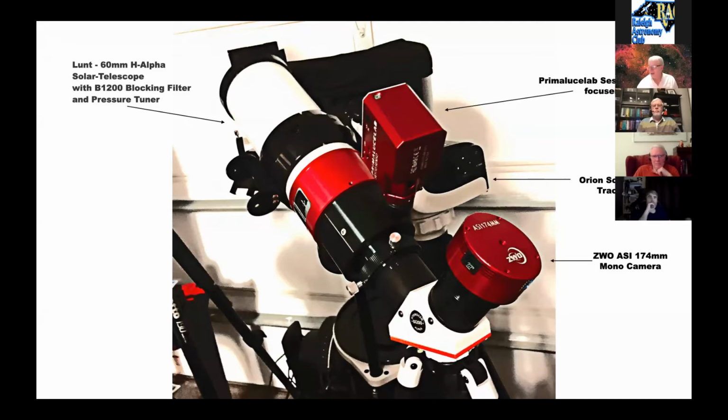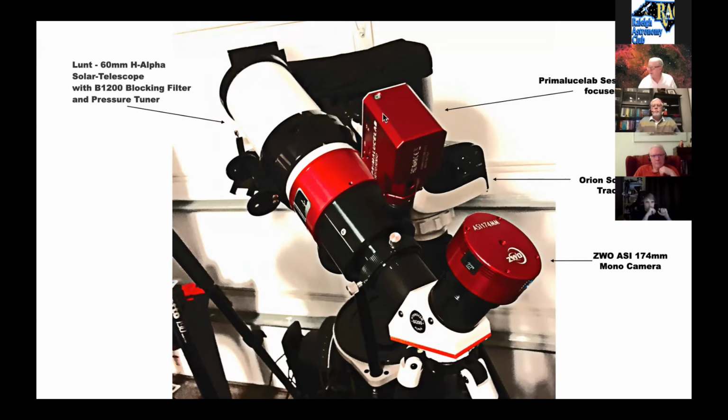Okay. All right. This is the setup that I use for photography for this. And this is my 60 millimeter Lunt that has the pressure tuner, which is down here. You can't really see it. And then one of the things it has is this little sight thing that you can use to help find the sun.